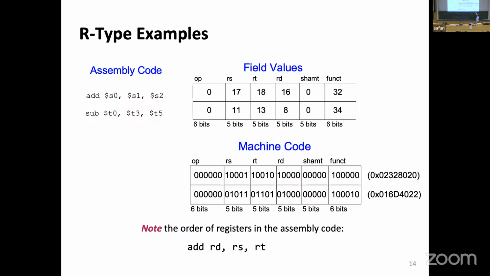As an example, 32, 100000, was supposed to be add. Just to show you how difficult it would be if we just had machine language, 100010 would be subtract. It's much easier to have the assembly level instructions where we can understand it a bit better rather than talking about the machine code, which is all zeros and ones. This, however, is ultimately what ends up in the memory.